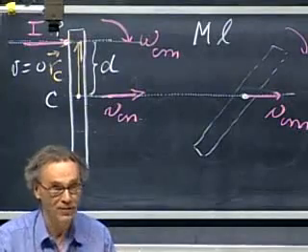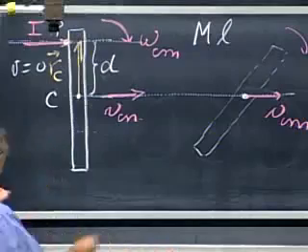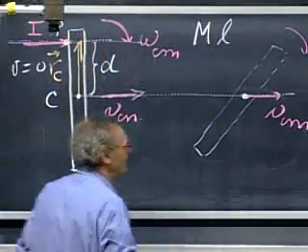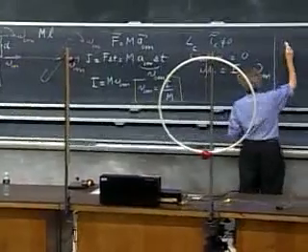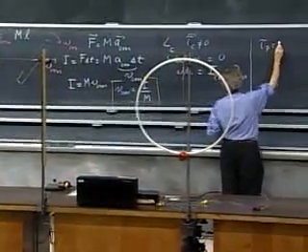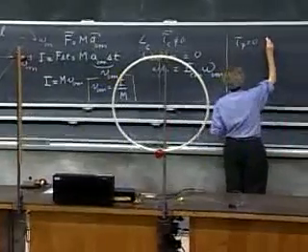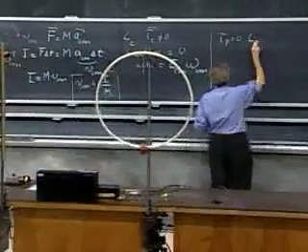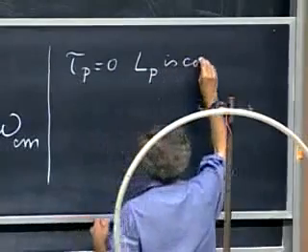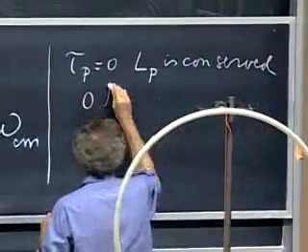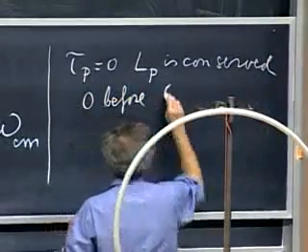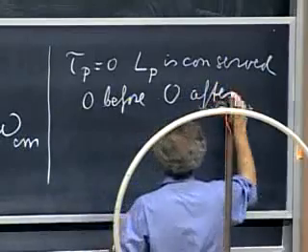So now we have an infinite number of points, all these points here on this line, for which the torque is zero. So the torque relative to point P is zero, and the angular momentum L relative to point P is conserved. It is zero before, and so it's zero after the hit.